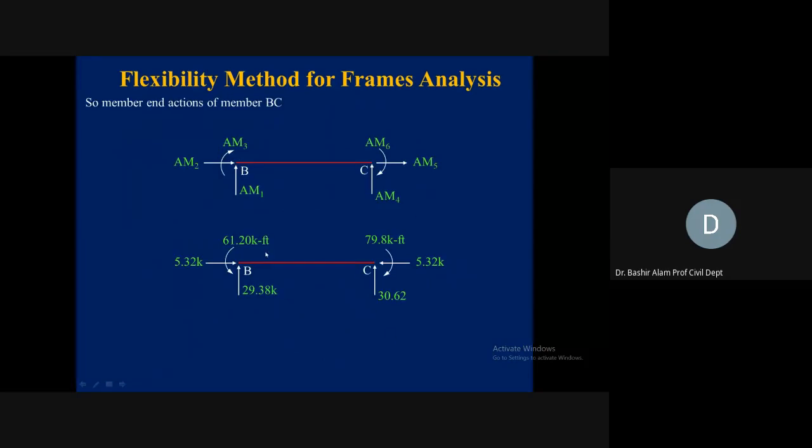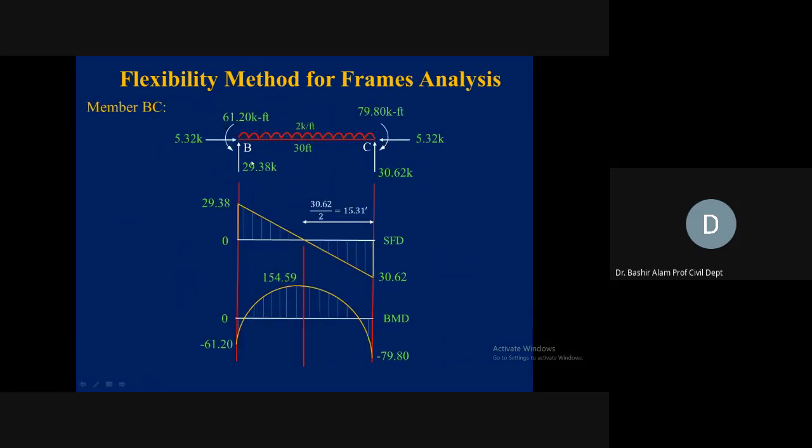Now, we cannot draw the shear force and bending moment diagram directly from this. We need to put the externally applied loads also. So for that case, we are now putting the member end actions and the load also. And here, this is the shear force diagram, and this is the bending moment diagram. Now, you can ask me if you have any question in drawing.